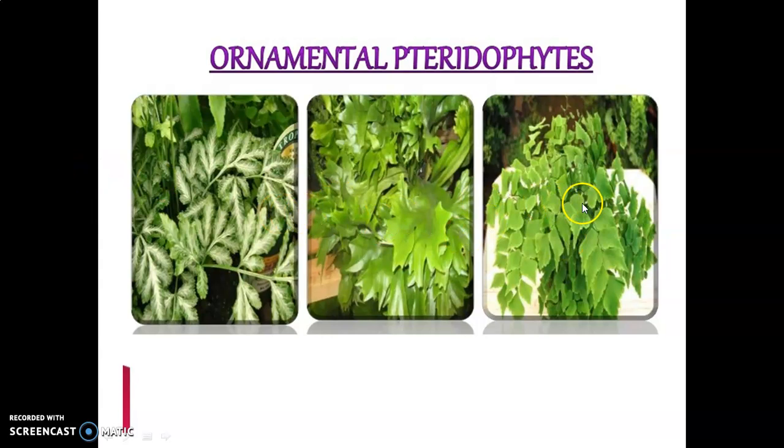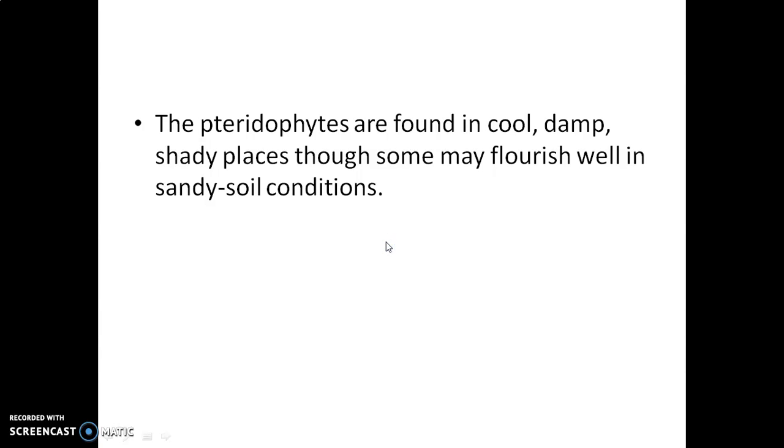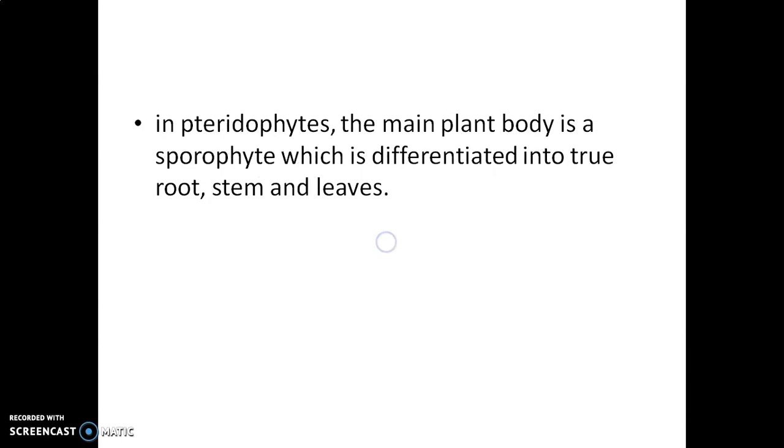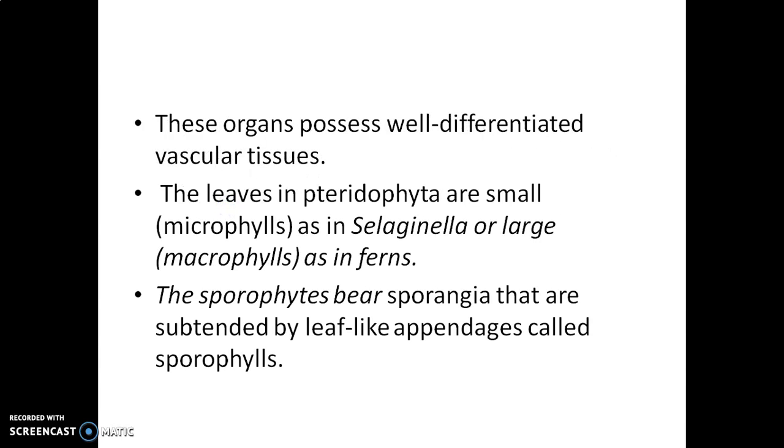And these are some ornamental varieties of pteridophytes. Then the pteridophytes are found in cool, damp, shady places, though some may flourish well in sandy soil conditions. And in pteridophytes, the main plant body is a sporophyte, which is differentiated into true root, true stem and true leaves. While explaining about bryophytes, we discussed that true root, true leaf, true stems are absent in them, but pteridophytes are having them.